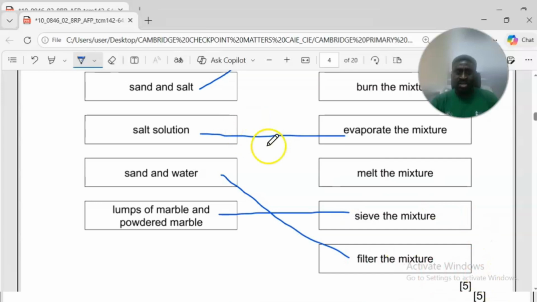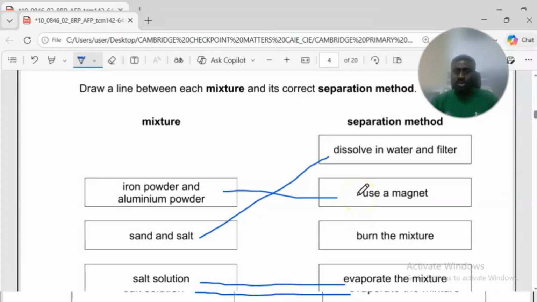So when you do this, each one goes for 1 mark and you get a total of 5 marks in this order. I hope you found this helpful. You can now note this in your writing pad.